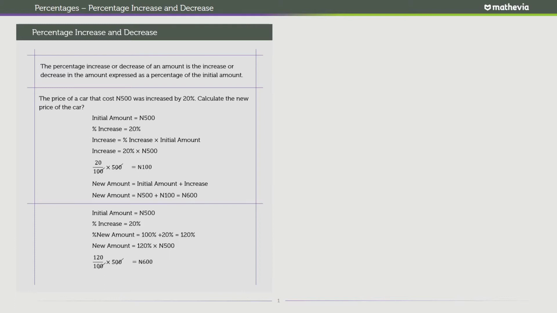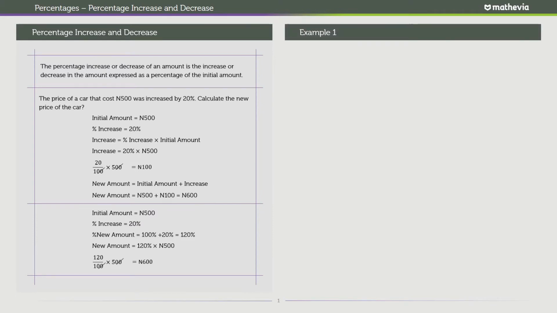Okay, so you can either find the percentage increase, find the value of the increase, and then add the increase to the initial amount. Or you can just add the percentage increase to 100%, which gives you the percentage for the new amount, and then you find that percentage times the initial amount, which will give you your new amount straight away. And I actually prefer the second one. You can see it's a lot quicker. You actually do less work there. But yeah, let's go ahead and do a few examples.